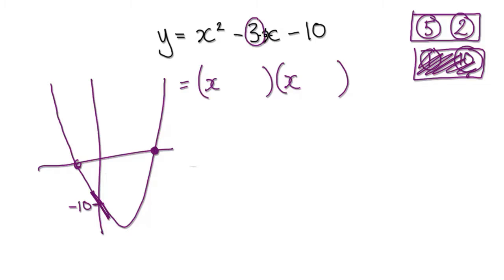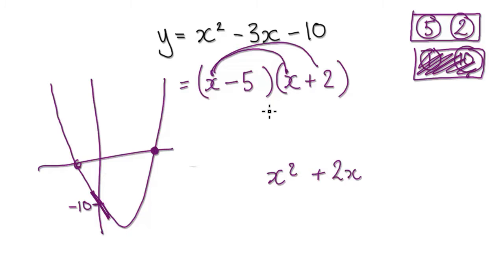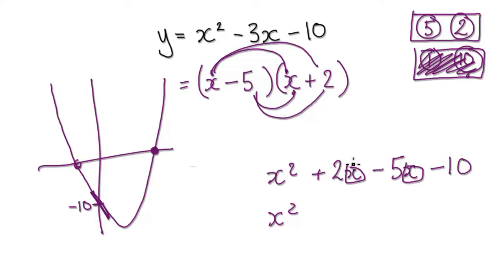But looking at this, to make the -3, you have to have -5 and +2, because when you multiply this out, this times this will give you x squared. This times this will give you 2x. This times this here will give you -5x. This times this will give you -10. So you can merge these two together, and merging these two together will give you -3x minus 10. You see, you've got to create a -5 and a +2.